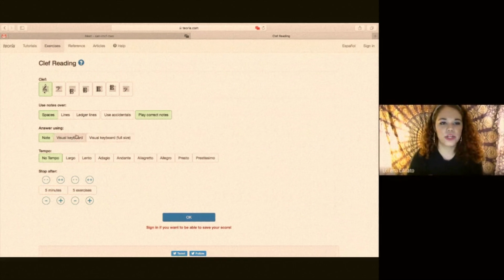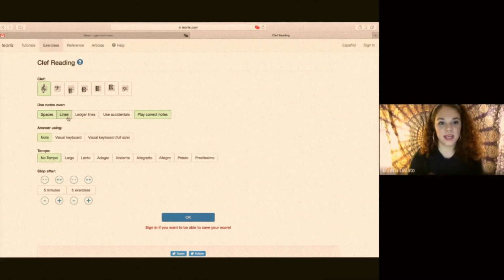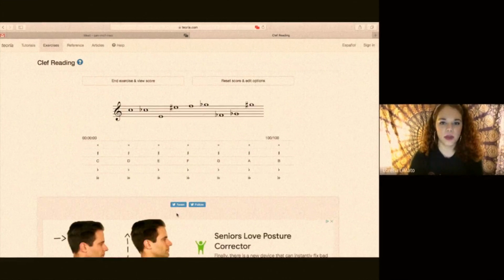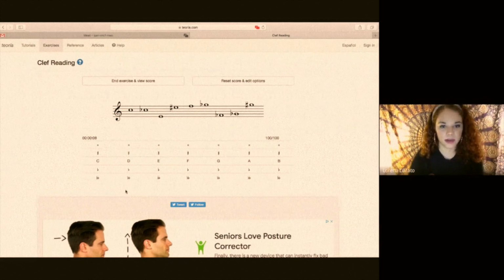So you can change your settings around like you would like. Today, for example, I did spaces and lines, and I did use accidentals. Some of my kids play the violin, so they're using treble clef. So then you hit OK. And essentially how they use it is, this is kind of a lot to look at first. So they have to figure out first the letter, and then if it's sharp, flat, or natural.